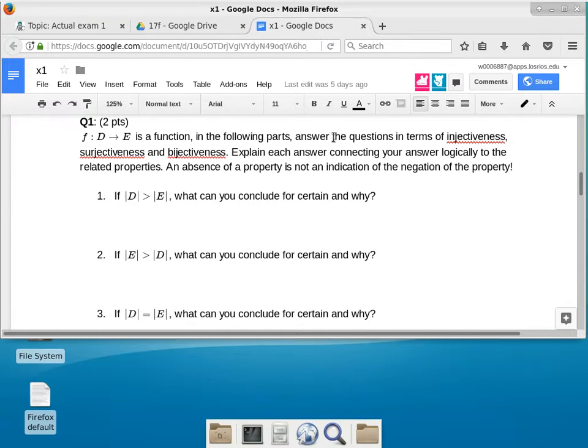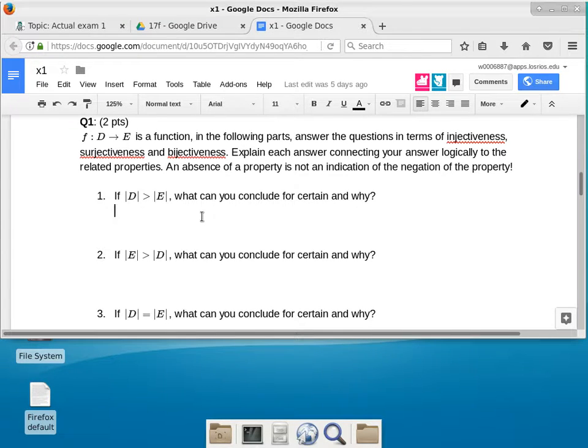If we want to answer the questions in terms of injectiveness, surjectiveness, and bijectiveness, explain each answer connecting your answer logically to the related properties. An absence of property is not an indication of the negation of the property. In other words, if you don't tell me it is injective, it doesn't make it not injective. If it is not injective, you have to tell me it is not injective. Okay, I'm hoping that people will understand what I mean by that.